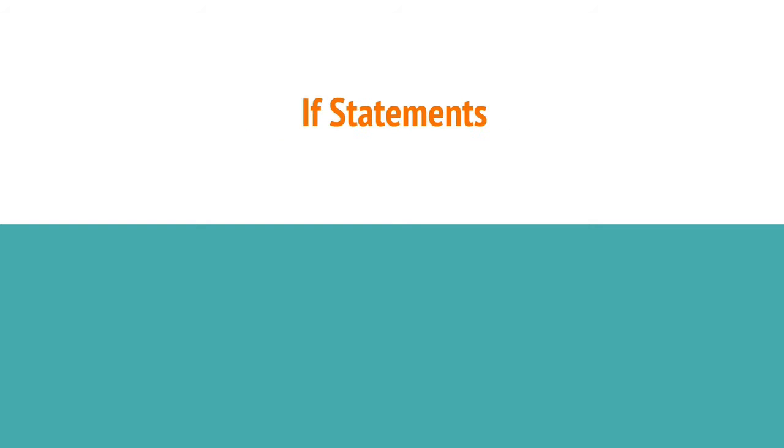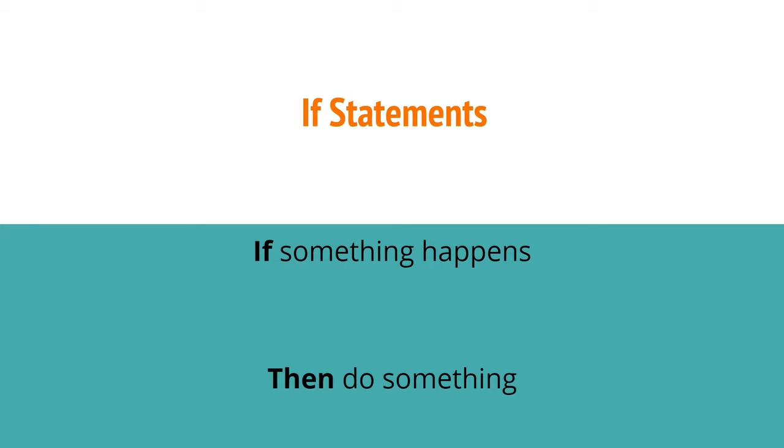One of these parts is called an if statement. An if statement is a way to give instructions, and it's made up of two parts: a condition, if something happens, and an output or an outcome, then do something. We typically call them if statements or if-then statements because these are the two parts of the statement.